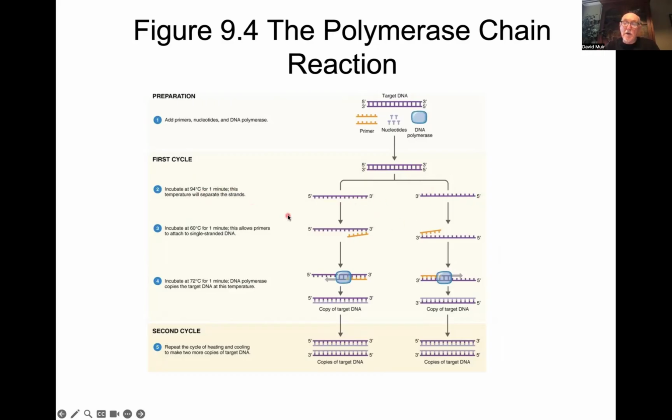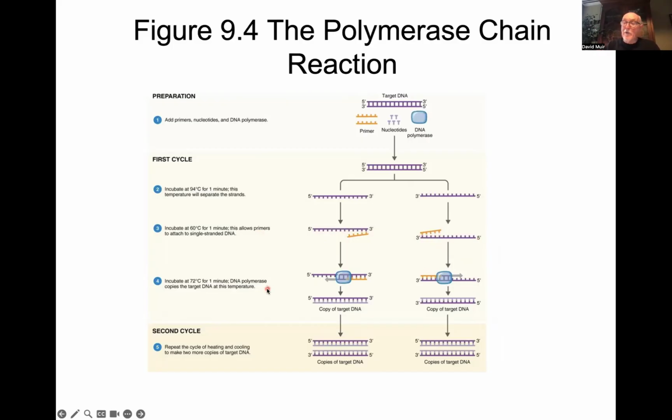We now lower the temperature to about 60 degrees. That is hot enough that the two strands will not come together yet. They will stay apart from one another, but it is cool enough for the primers to stick, to base pair to the beginning of the piece of DNA that we want to replicate. Here's the primer adhering to the one strand. Here's the primer adhering to the other strand.